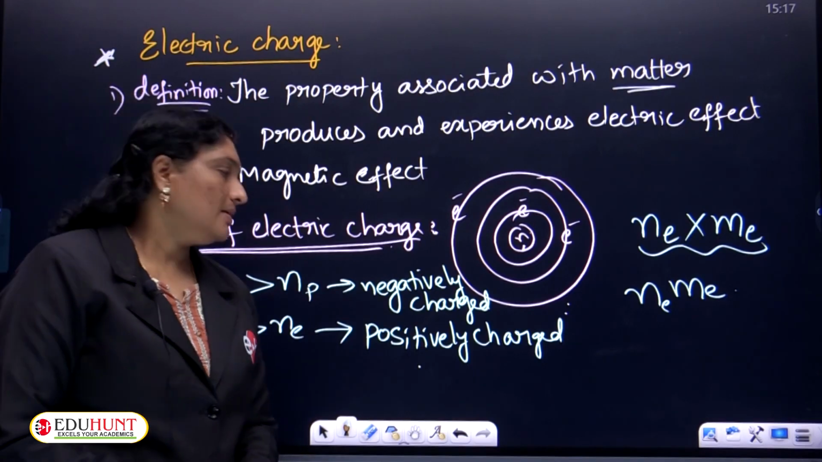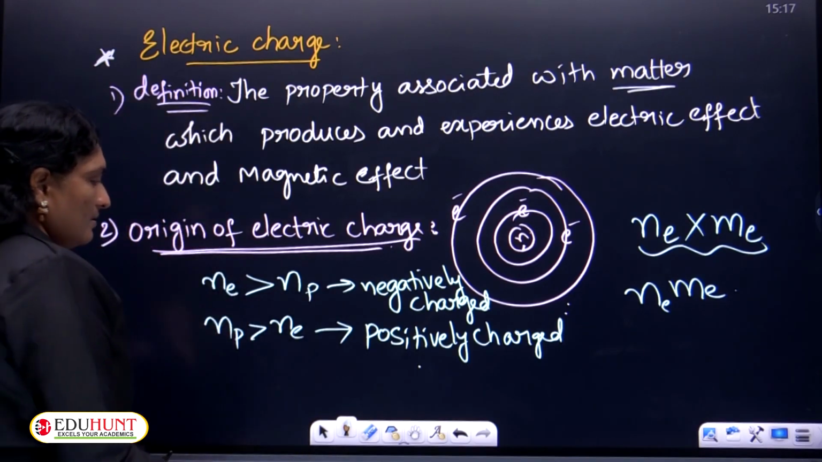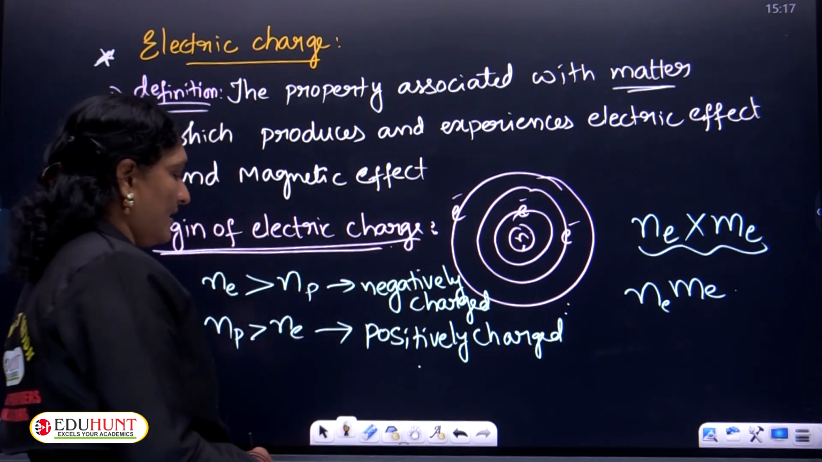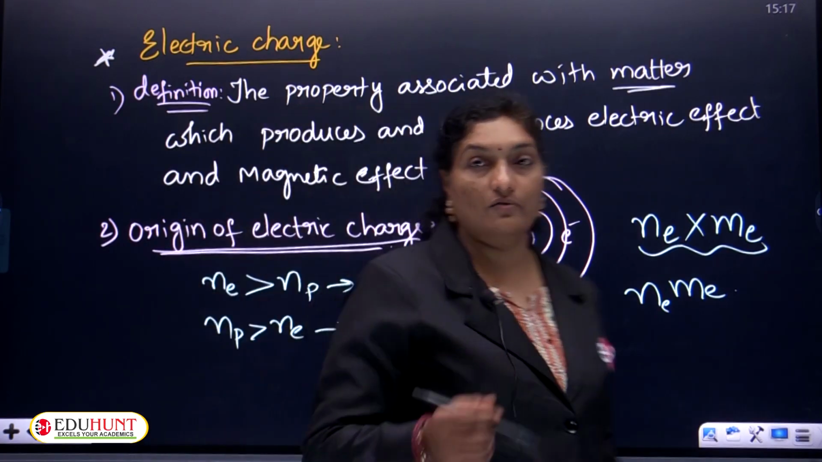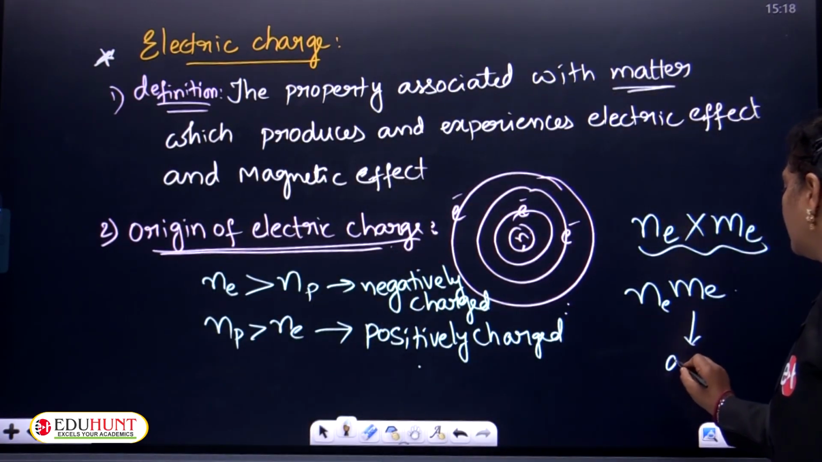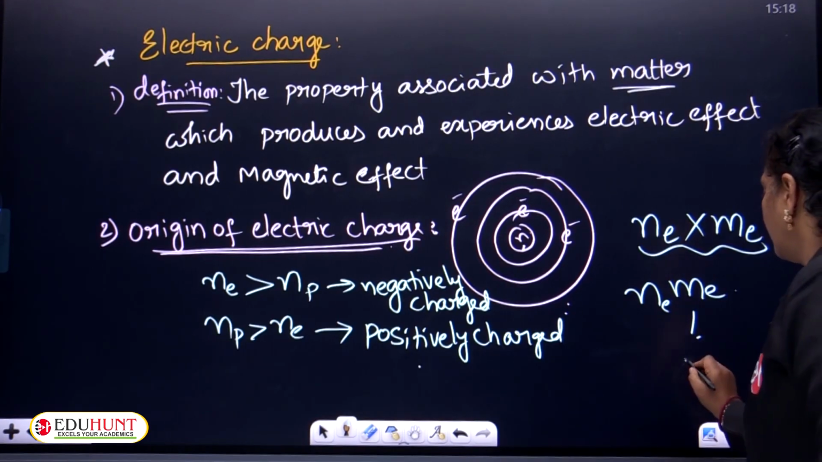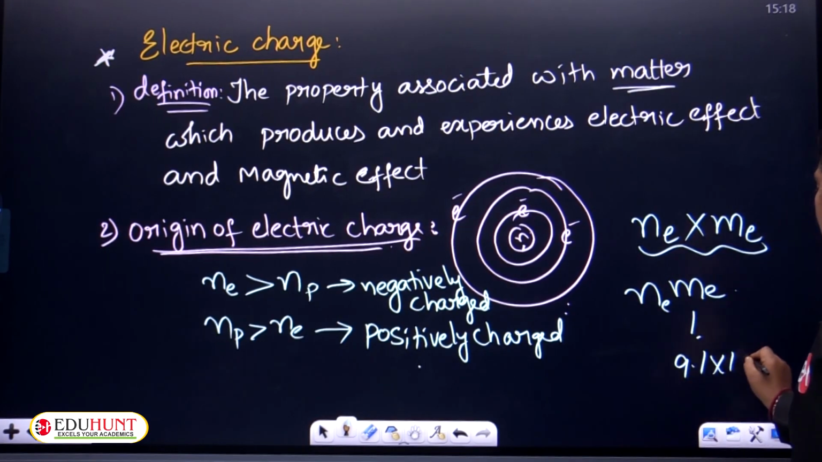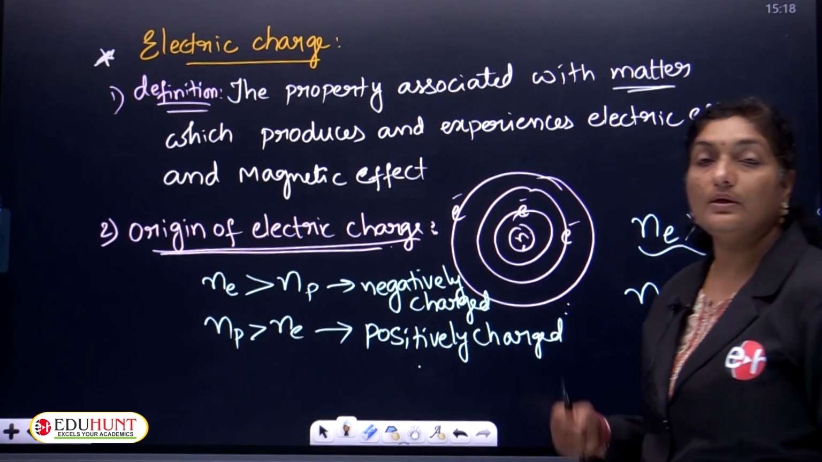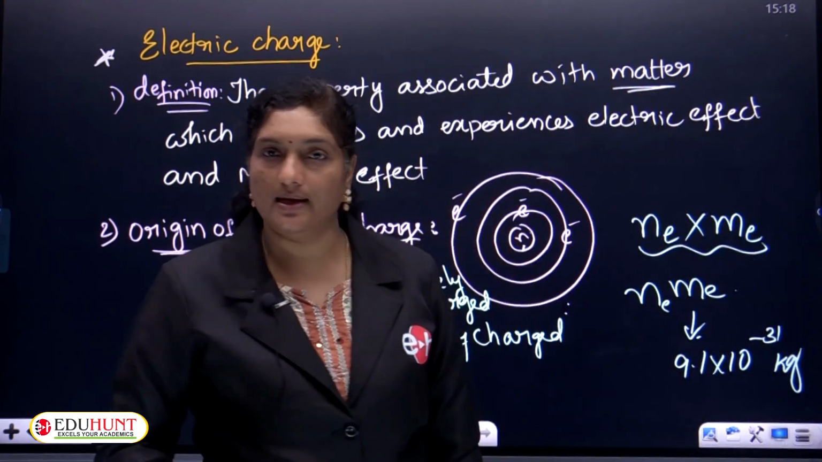Okay, children. So, let us also discuss this. What is the mass of each electron? The mass of each electron is found to be 9.1 into 10 power minus 31 kg.